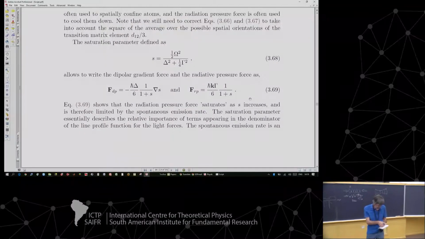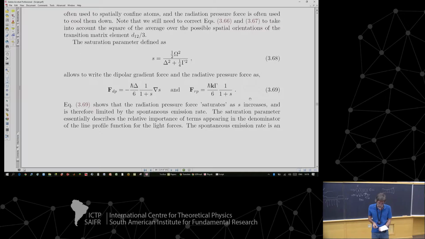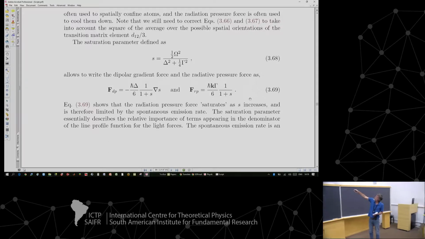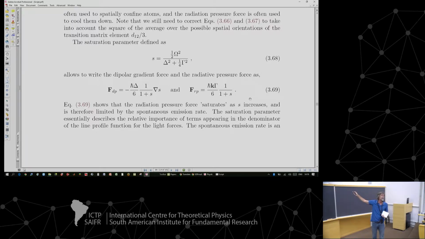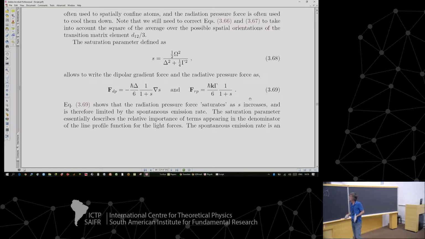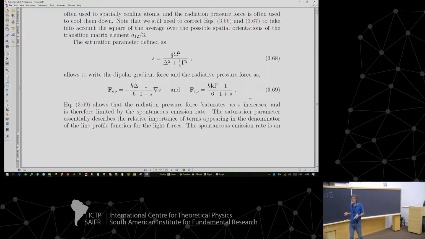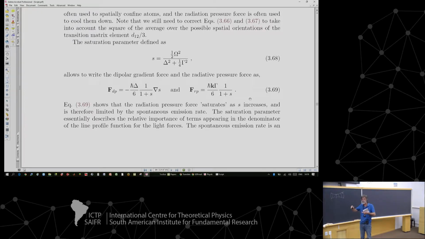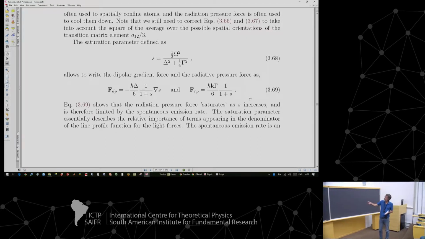Okay, so let's see what I have here. Interesting also, introducing the saturation parameter, you can also express the dipolar force and the radiation pressure force like this. And you see here that the radiation pressure force saturates. That means that if you increase the laser intensity more and more, at some point you don't get more force, because the force comes from the spontaneous emission of a photon. I mean, before the atom is in the ground state, it cannot reabsorb another photon. So the whole process is limited by the rate of spontaneous emission. This does not hold for the dipole force.